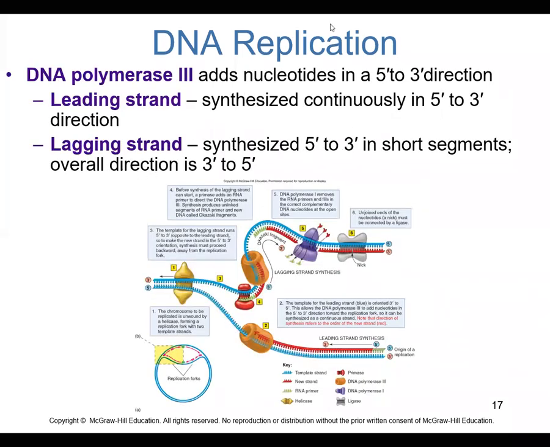And that's what they're talking about over on this slide with the lagging strand. Again, it's got to build 5 to 3, and it's in these short segments. Those short segments are called Okazaki fragments. So you have a small piece here, a small piece here, a small piece over here, and so forth.